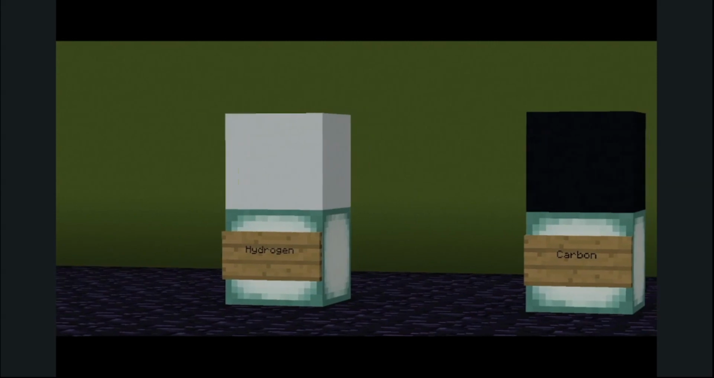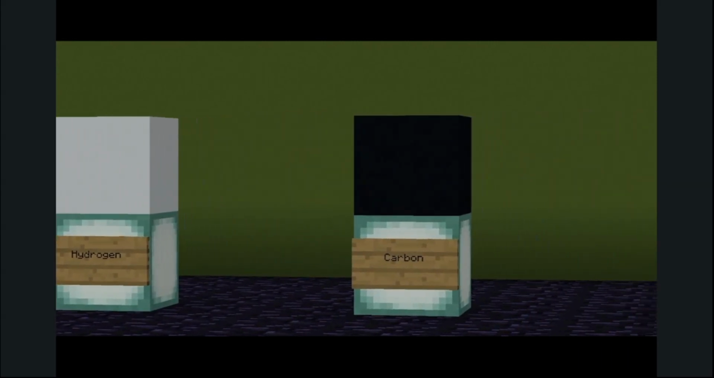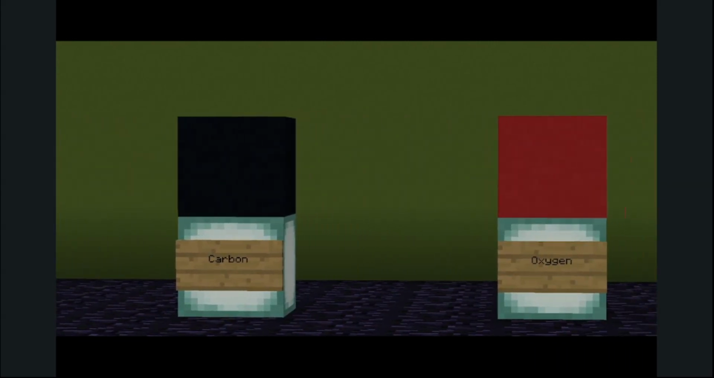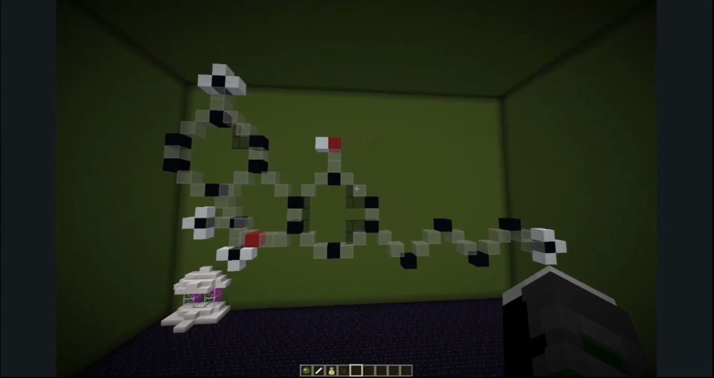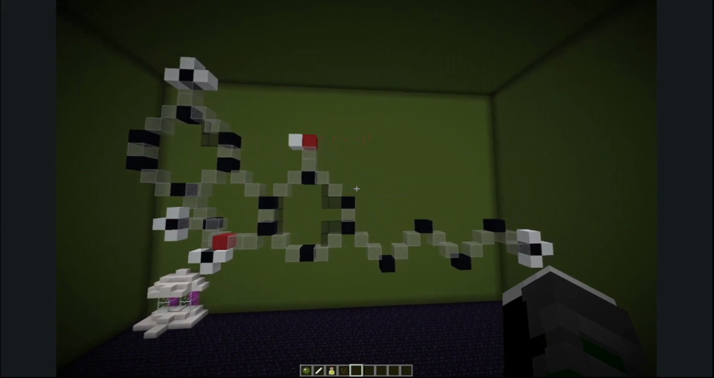For a quick key, so it makes it easier for everybody, the white blocks are hydrogen, black is carbon, red is oxygen. The clear grayish glass here are our single bonds, and the black glass panes are our double bonds. So if I fly up here, you're going to see this is a 1-to-1 recreation, obviously not to scale, of delta 9 THC.